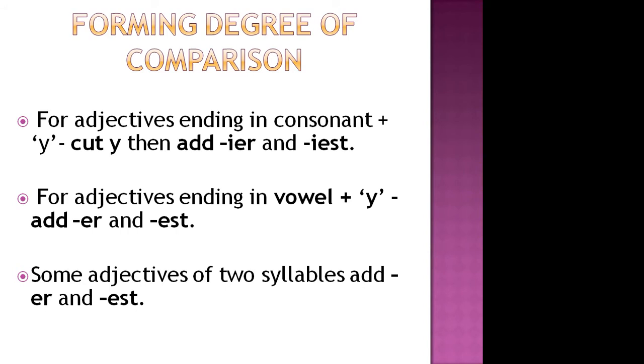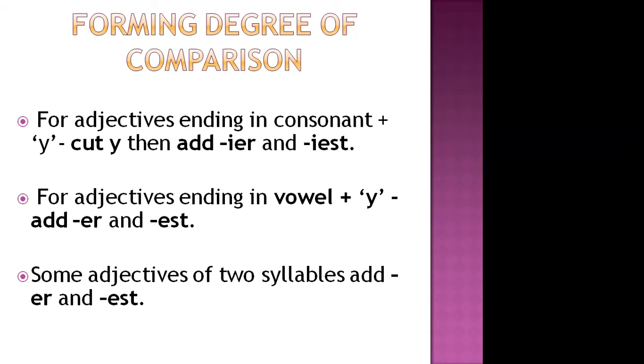For adjectives ending in a vowel and y, we just add ER to make the comparative degree and EST to make the superlative degree. Now what are vowels? Vowels are sounds equivalent to swar in Hindi. Swar, a, e to ang, a. All these are swar, matra. So these vowels are equivalent to swar of Hindi.